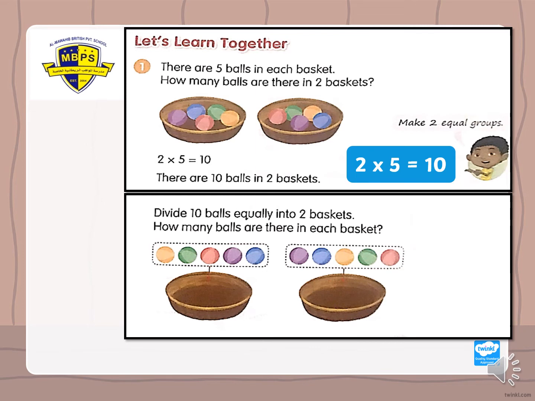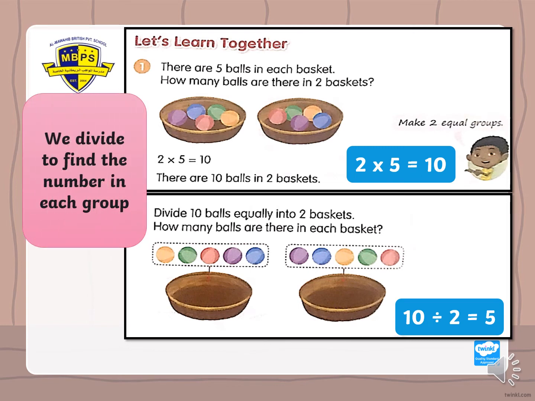If you look back to the multiplication example, you will remember that if we have 10, we should make 2 groups of 5. So now 10 divided by 2 equal 5. So multiplication can help me to solve division. We divide to find the number in each group. When we divide, we find the number in each group, and multiplication can help me to solve division.